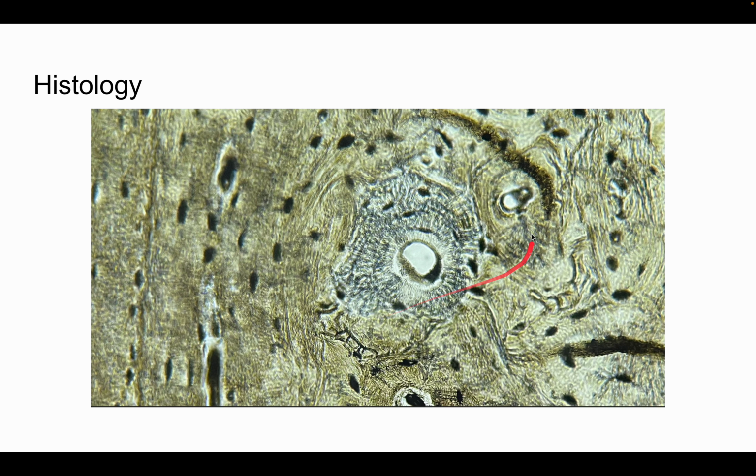So right here, first we have an osteon, the basic unit of a bone, so that cylinder of bone you theoretically can pull out. And right here you can see the Haversian canal along with the osteocytes and the lacunae surrounding it.